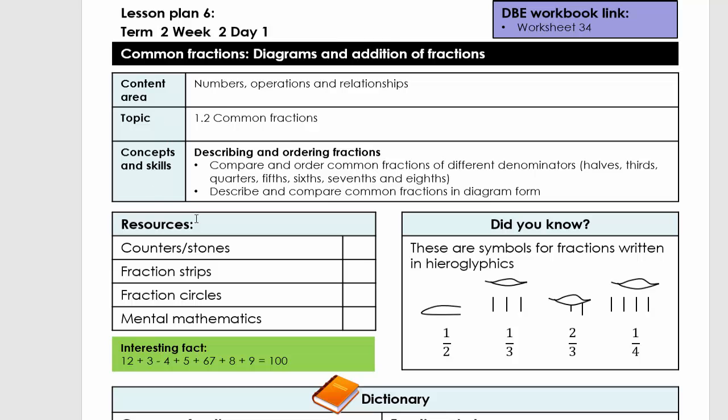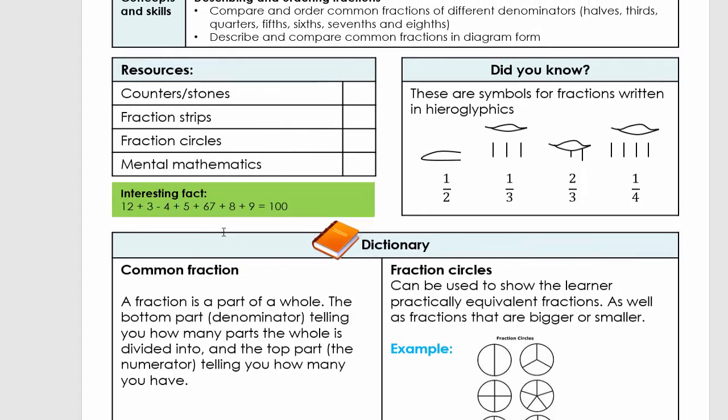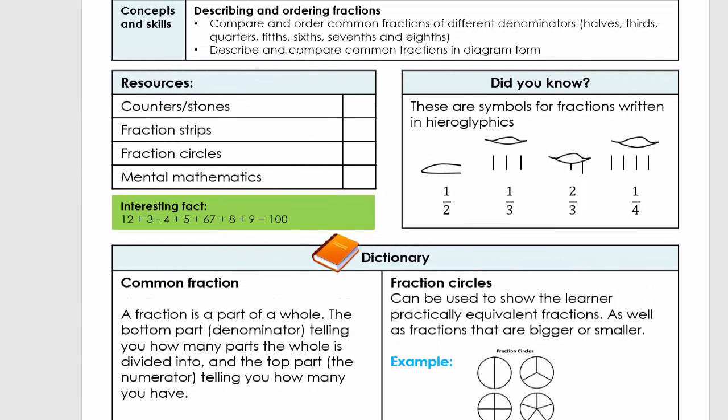Here's your link. Then I'm just going to scroll up like this. At this point you can pause, because here you're going to see which resources you need. And then we always have a "did you know", an interesting fact, to create a love for mathematics and to see the beauty of mathematics.